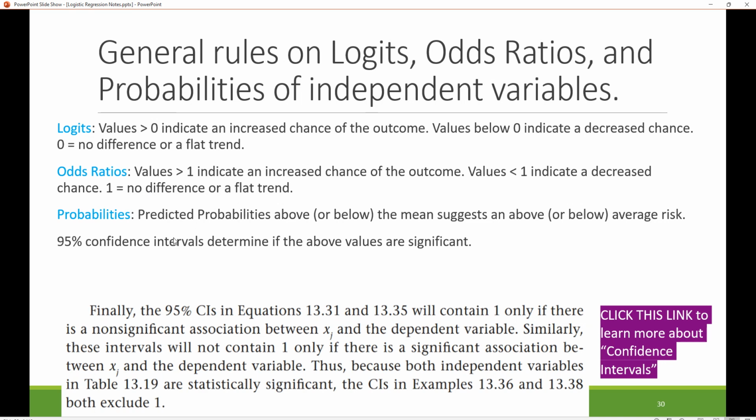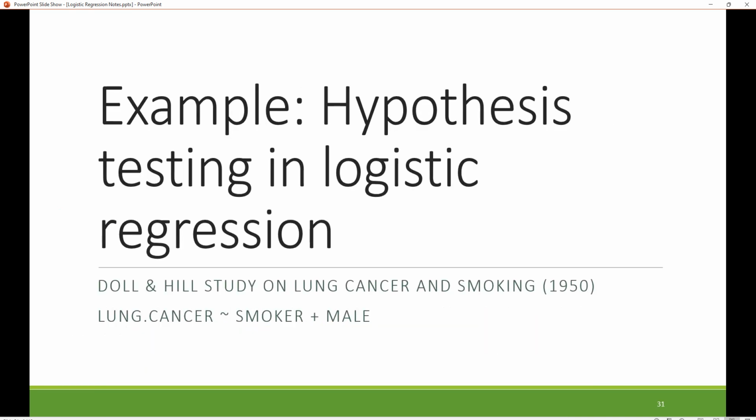For probabilities, predicted probabilities above or below the mean suggest an above or below average risk. We have 95% confidence intervals that determine if the above values are significant. You can click that link on the right side to learn more about confidence intervals. I have some slides ahead that explain it more.